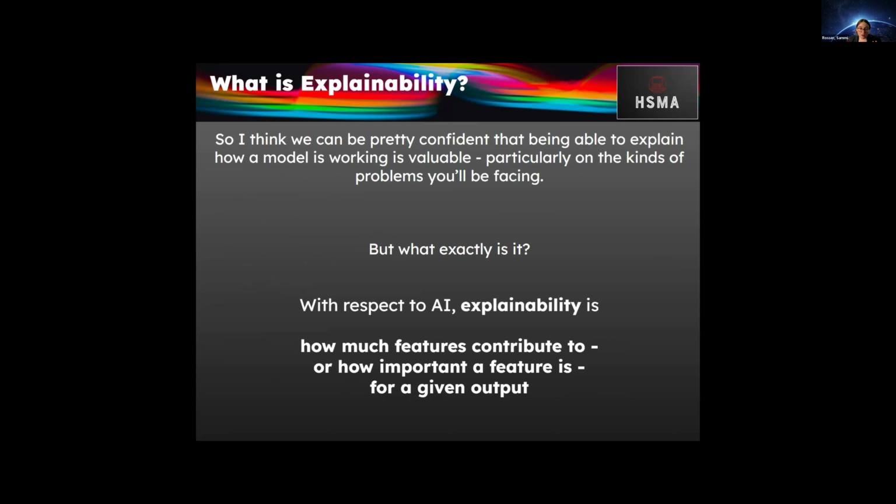So I think you are probably feeling that actually being able to explain how the model is working is valuable, particularly on the kind of problem you'd be facing. But what is explainability in the context we're talking about today? Whenever it comes to AI, when we're talking about explainability, we're looking at how much each of our features, each of our columns, each of our values that we feed in, are contributing to the output. How important is that feature in the model's prediction, and what is it doing? What direction is it pushing our prediction in? Is it making it more likely that we're going to say yes or more likely that we're going to say no for a given model?